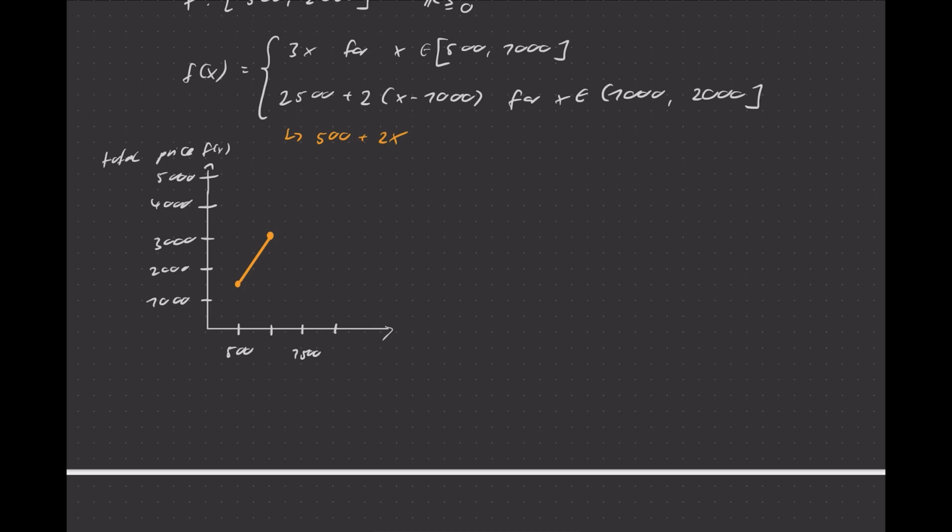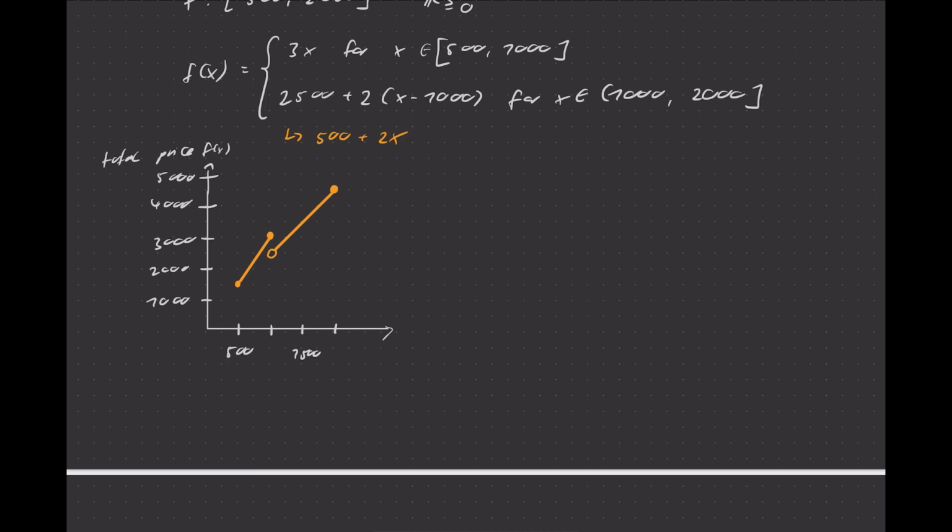Then if we order more than 1,000 liters, we pay 2,500 euros on the first 1,000 liters. And then 2 more euros for each additional liter. So if we order 2,000, then we pay 2,500 plus 1,000 times 2, so that's 4,500. That means for an order of 2,000, here, that's 4,500. And that means this is how the function looks like in that part here.